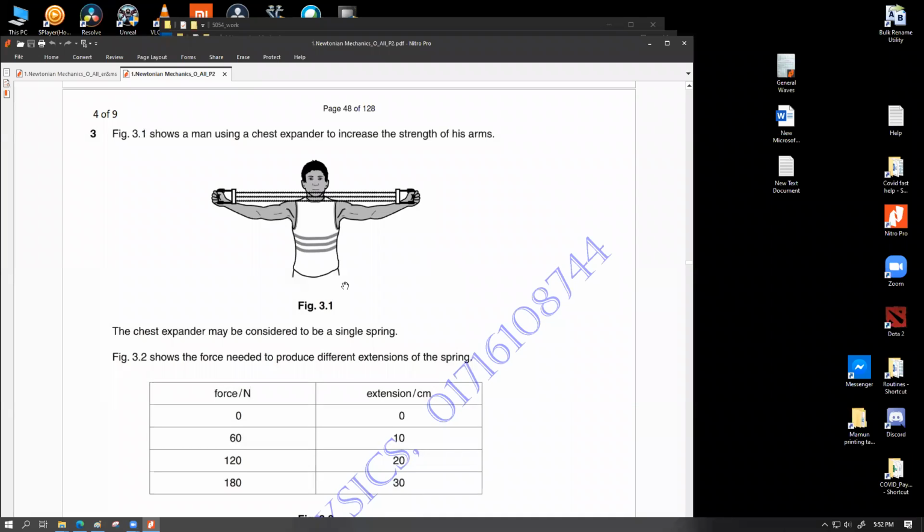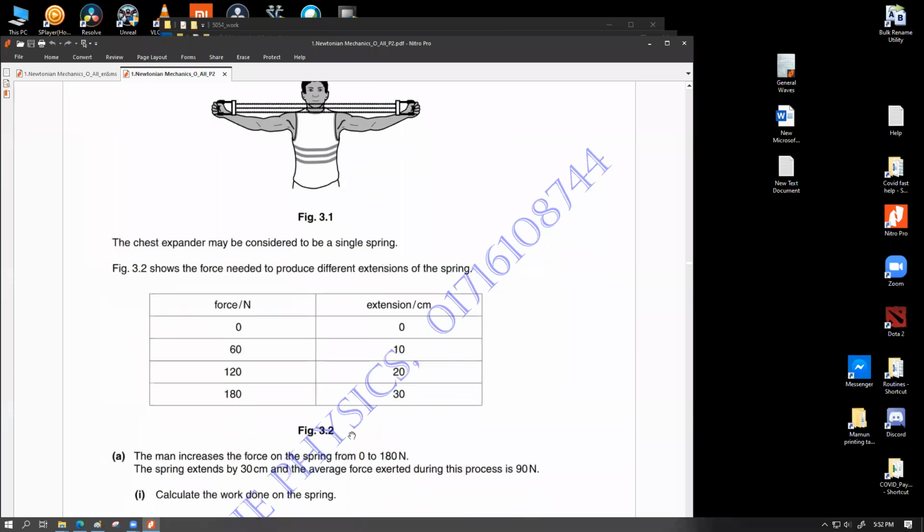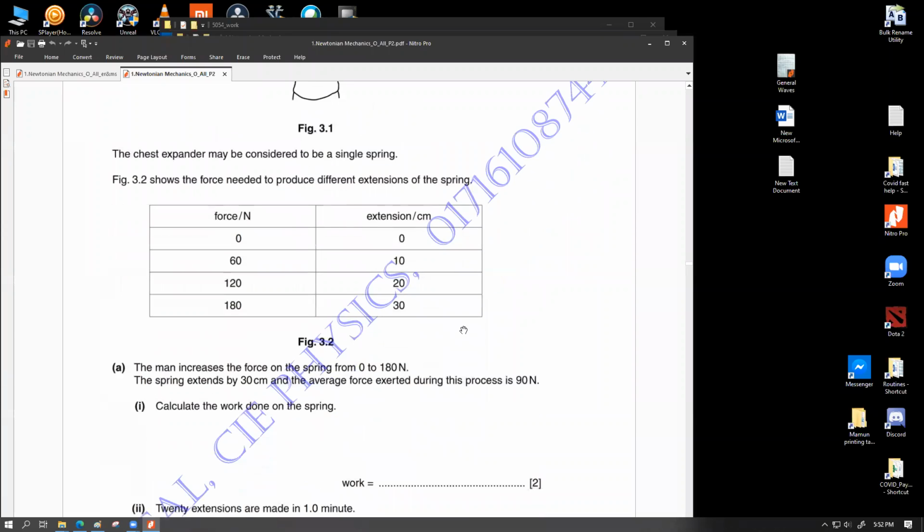The chest expander may be considered to be a single spring. Okay. Figure 3.2 shows the force needed to produce different extensions of the spring. So different force values, different extension values, Newton and centimeter. Okay. The man increases the force of the spring from 0 to 180 Newton. The spring extends by 30 centimeter, and average force exerted during this process is 90 Newton. Okay. Calculate the work done on the spring.